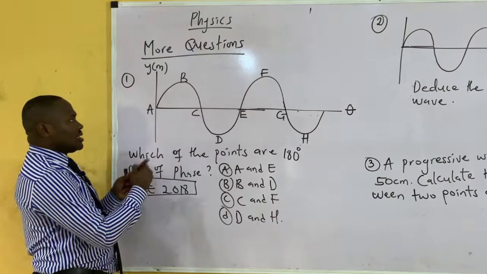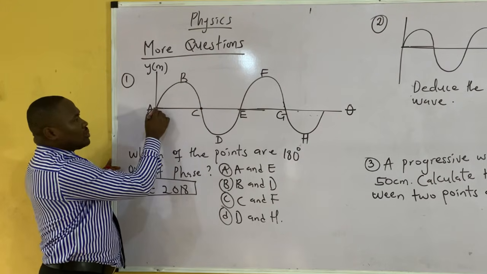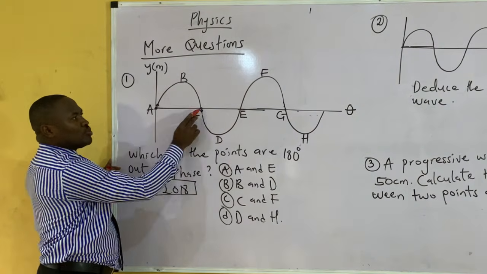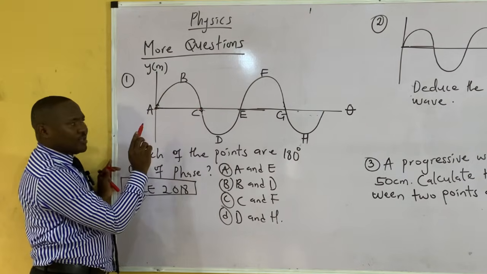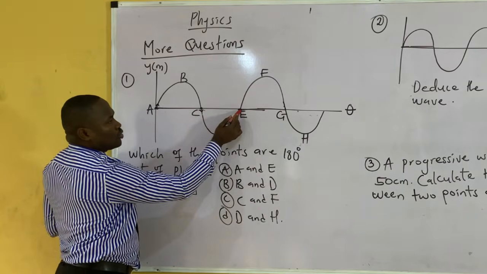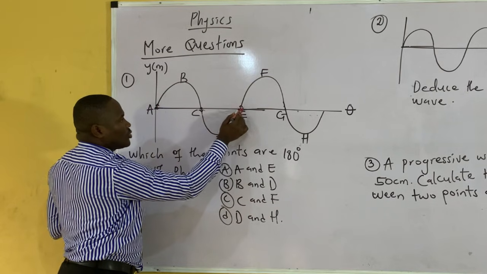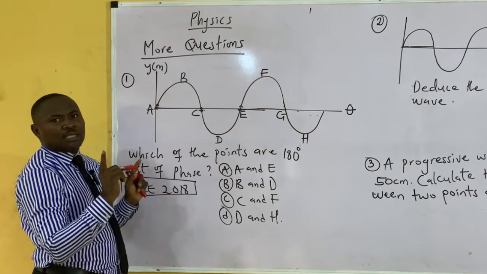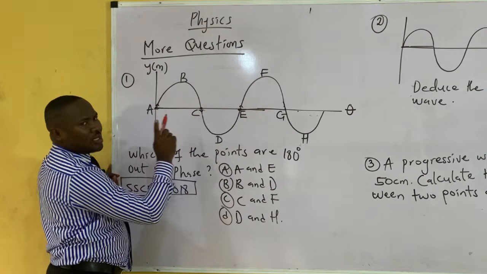So for instance, this point, although it looks similar to this point, the particle here is going up and the particle here is coming down. So these two points are not in phase. But if you compare this point and this point, they look alike. The particle here is going up and the particle here is also going up. Hence, they are occupying similar positions and they are heading in a similar direction. So it means that this particle and this particle are in phase.